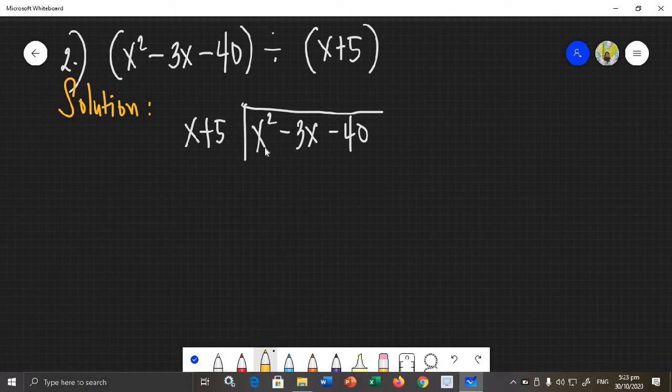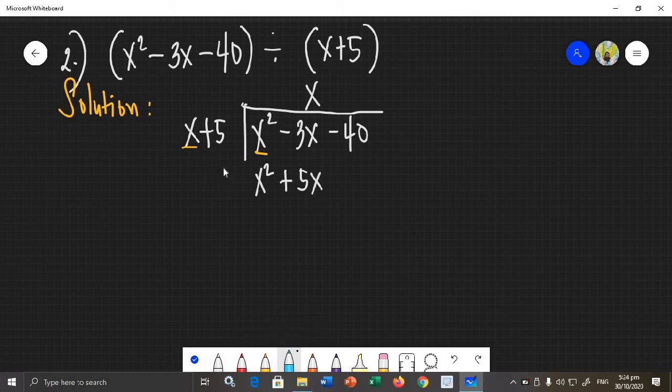So again, the first to divide is the first term, which is this. So x squared, we divide it by the first term in the divisor. X squared divided by x, that is x. Okay? And then this x here in the quotient, we multiply it to each term in the divisor. So x times x, that is x squared. X times 5, that is positive 5x.